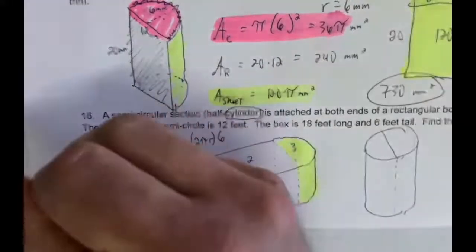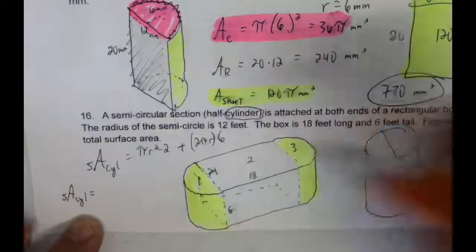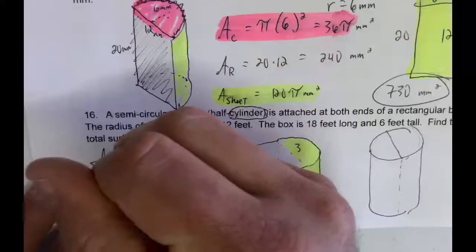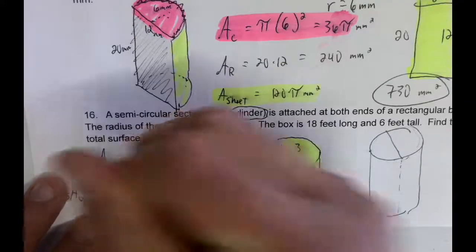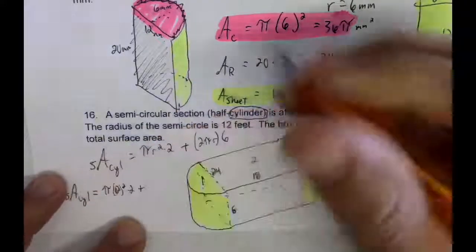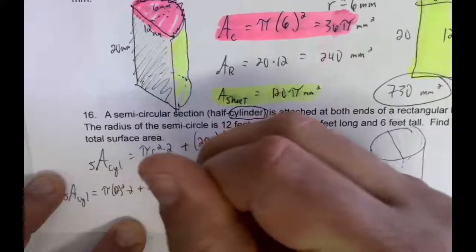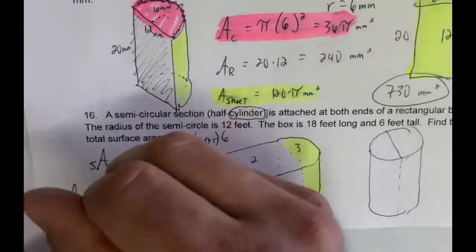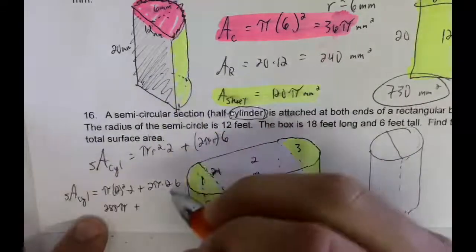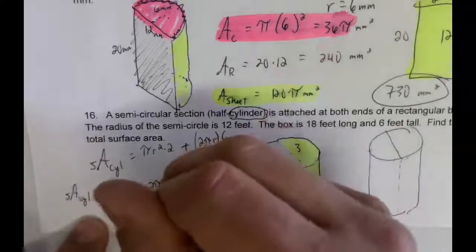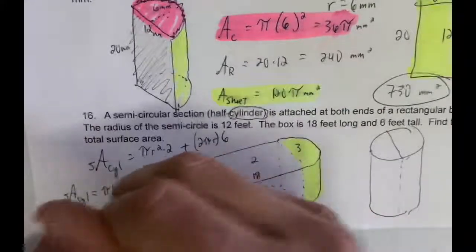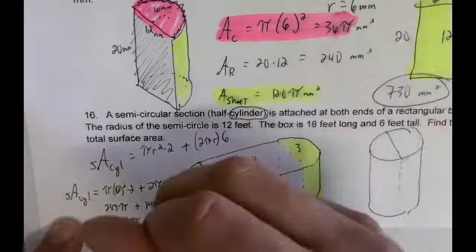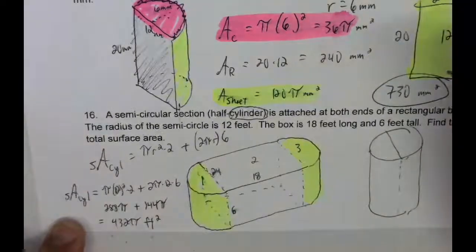Okay, so let me simplify that a little bit. The surface area of the cylinder. The radius we said was 12. So I have pi times 12 squared, times 2 plus 2 pi times 12 times 6. So I'm going to just use that formula there. So let's see, 144. So we've got 288 pi here plus 2 times 6 times 12, 144 pi. Or 400, let's see, what is that? 432 pi feet squared. Oh, well, that's just a cylinder.